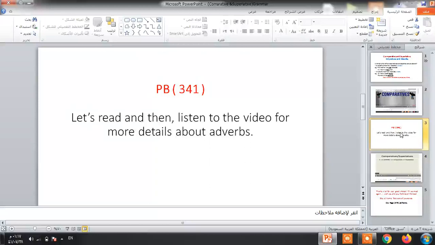And then let's go now to the exercise. We have here directions. Change the underlined adjective or adverb to its comparative form if the sentence is followed by C. I mean, if the sentence is followed by C, change the underlined word into comparative, and change it to a superlative form if the sentence is followed by S. I mean, if the sentence is followed by S, change the underlined word to superlative.